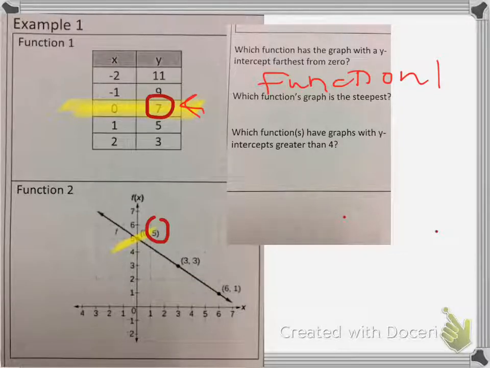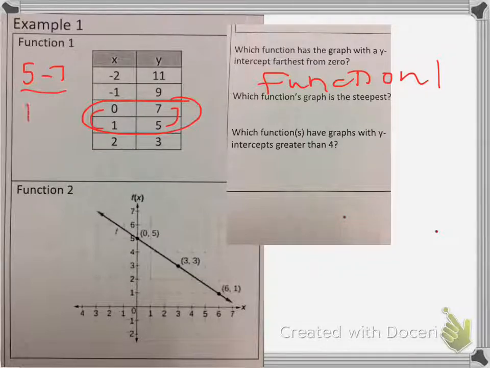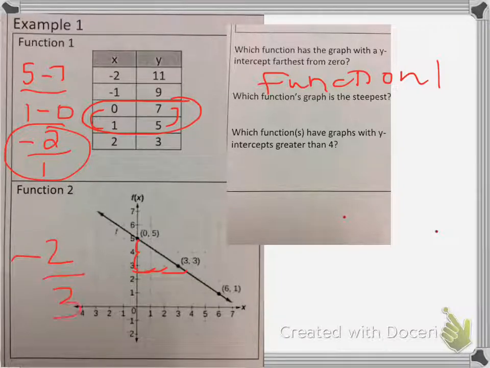The next question says, which function's graph is the steepest? In order to figure that out, we have to figure out the slope. The slope formula is y2 minus y1 over x2 minus x1. I can pick any of my ordered pairs and put them through that formula. So I go 5 minus 7 for my y's, and 1 minus 0 for my x's. On top I get negative 2, on bottom I get 1, so my slope is negative 2 on function 1. On my next function, I'm going to count my slope. It's down 1, down 2, and over 1, 2, 3. So down 2 and over 3.